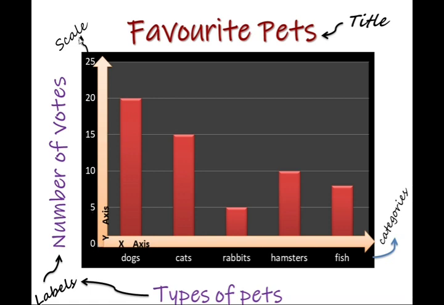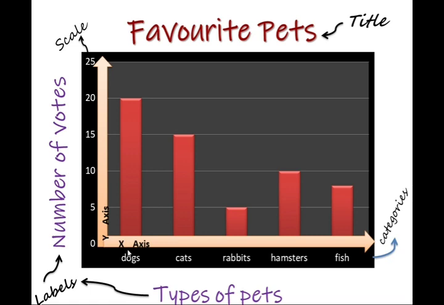Now I said the scale for this is a counting pattern of 5s. That means each line represents a number counting in 5s. Look at this graph. From this graph, you can say that the number of people who voted for dogs as their favorite pet are 20. 20 people voted for dogs as their favorite pet. The bar ends at the line in line with the number 20.